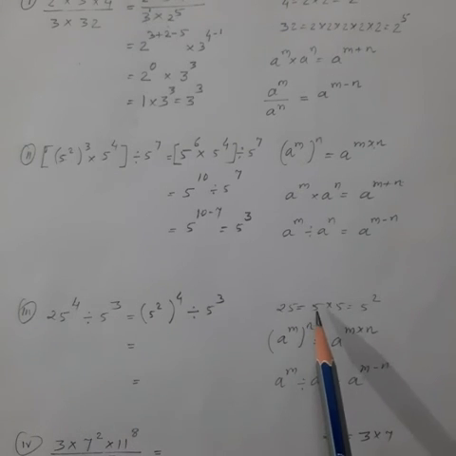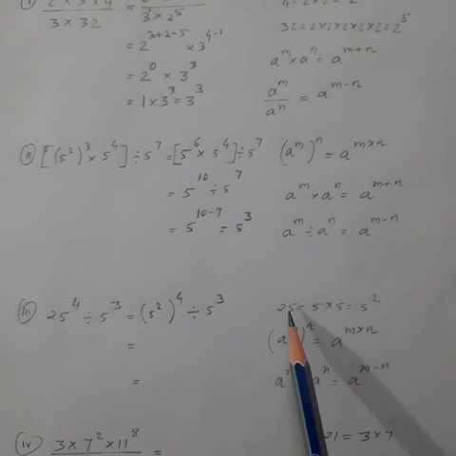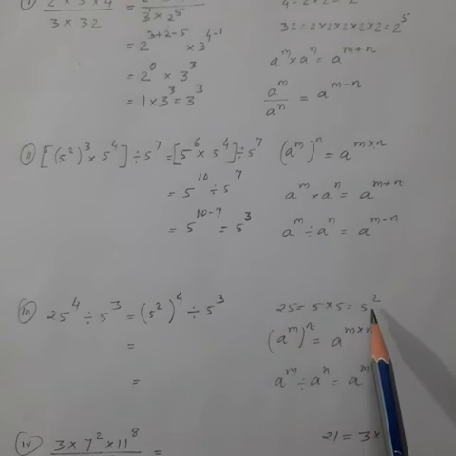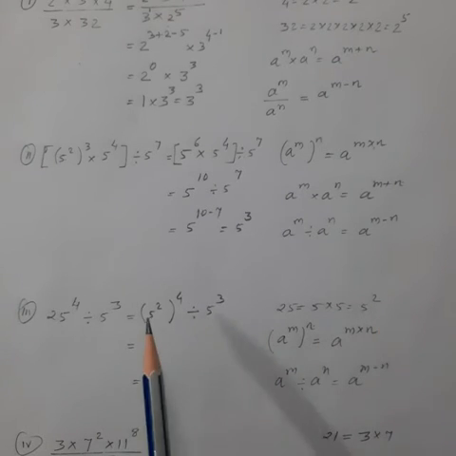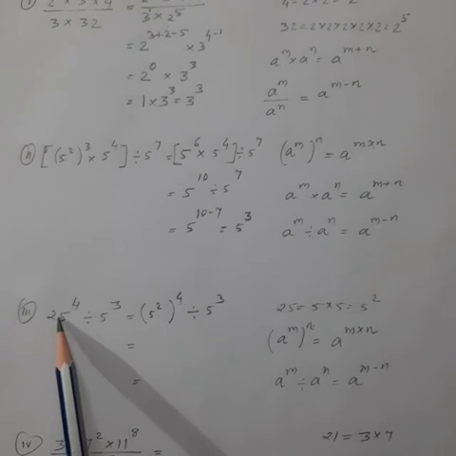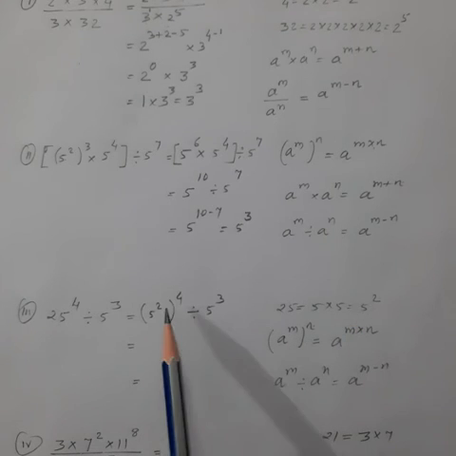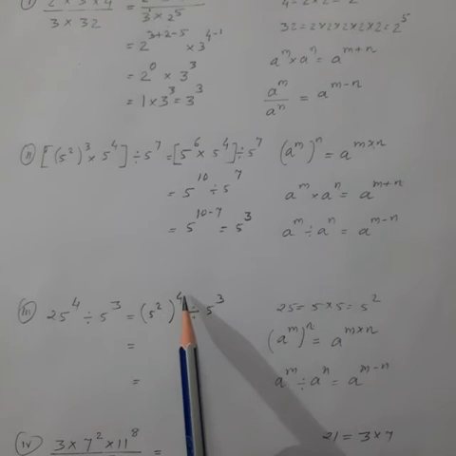Question 3. In this question, 25 is a composite number. So find out its prime factorization and write 25 in its exponential form. 25 we can write as 5 square. So here at the place of 25 write 5 square and again fourth power.